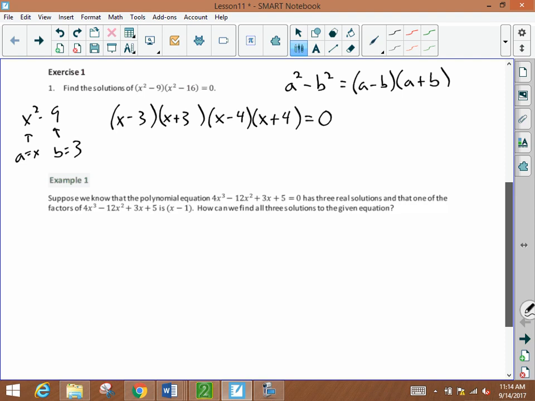Okay, but let's get down to the heart of the matter. X is going to be 3 because of this one, right? I'll also have x equals negative 3, x equals 4, and x equals negative 4. There we go. We've got solutions. All right.